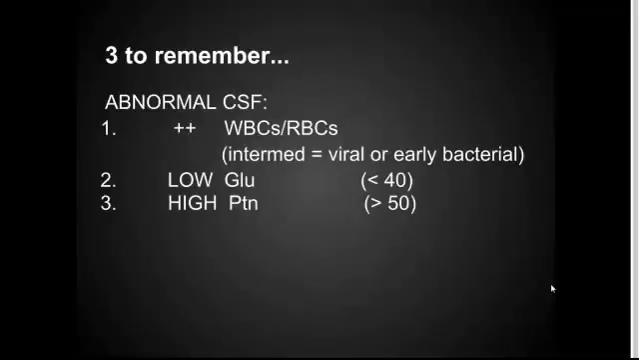So just 3 things to remember when looking at CSF. Any white blood count or red blood count in your CSF is abnormal. If you have intermediate results, make sure you look at the ratios and also be thinking more of an early bacterial infection or a viral infection. The number for low glucose that is abnormal would be less than 40, and your abnormal CSF protein would be high, which is greater than 50.